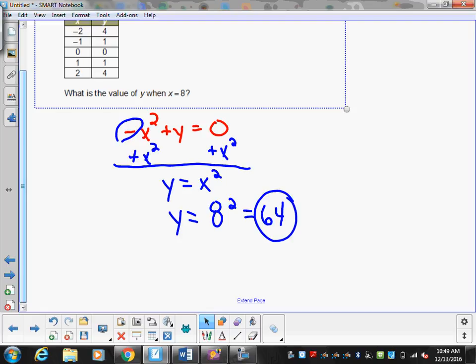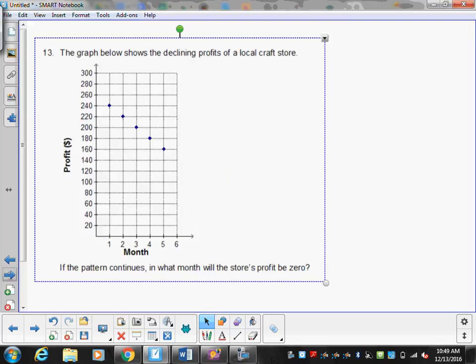Okay, and then the last one, the graph below shows the declining profits of a local craft store. If the pattern continues, in what month will the store's profit be 0? So what I'm looking at here is how much is it going down every month. So each month it's going down one line, and one line is $20. So every month is $20. So right here is at 160.